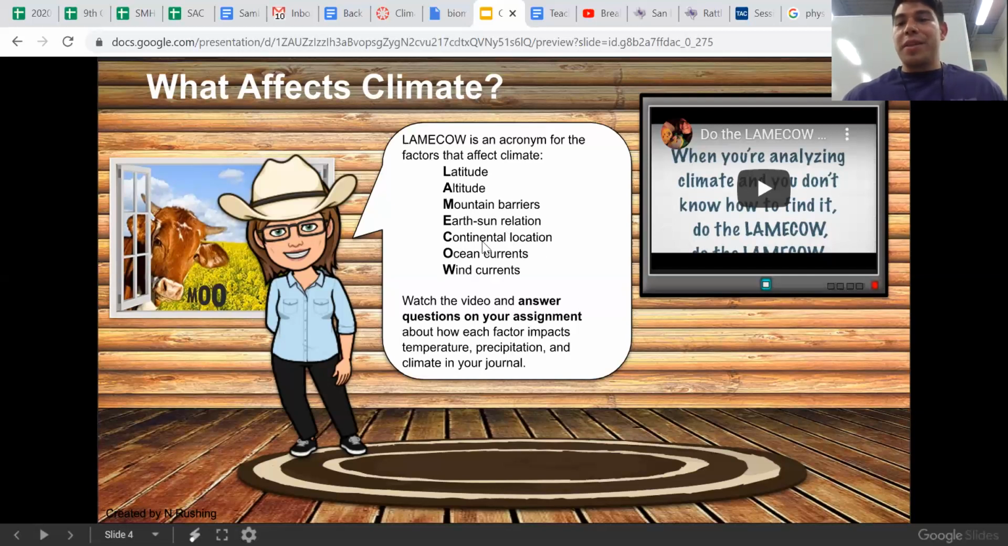Continental location. So literally, guys, there are 7 continents on the Earth. If you didn't know it, I know probably have talked about it this year.